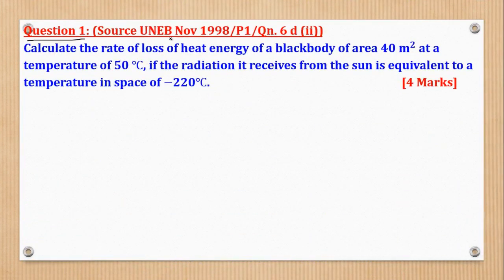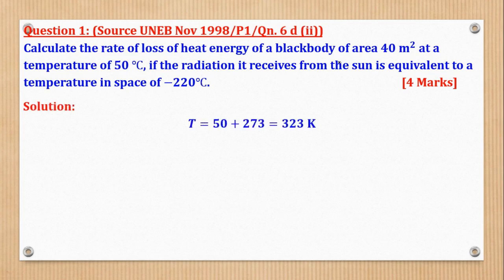Question 1 came from UNEB of November 1998, paper 1, question 6D, Roman 2, and it says, calculate the rate of loss of heat energy of a black body of area 40 meters squared at a temperature of 50 degrees Celsius. If the radiation it receives from the sun is equivalent to the temperature in space of negative 220 degrees Celsius.